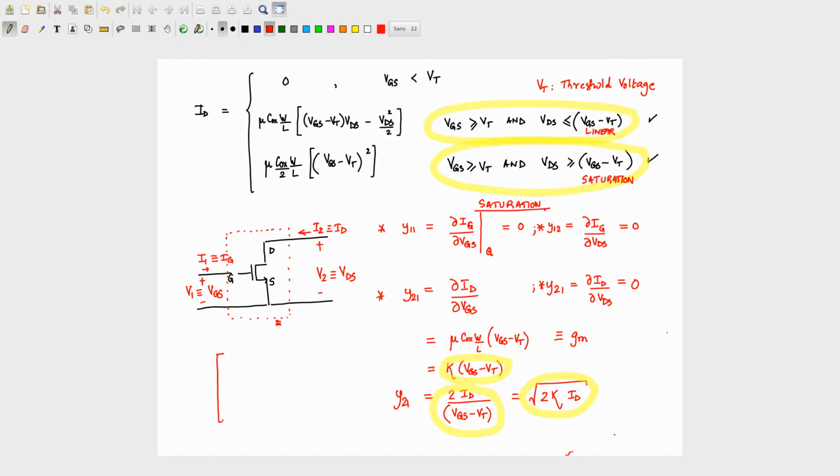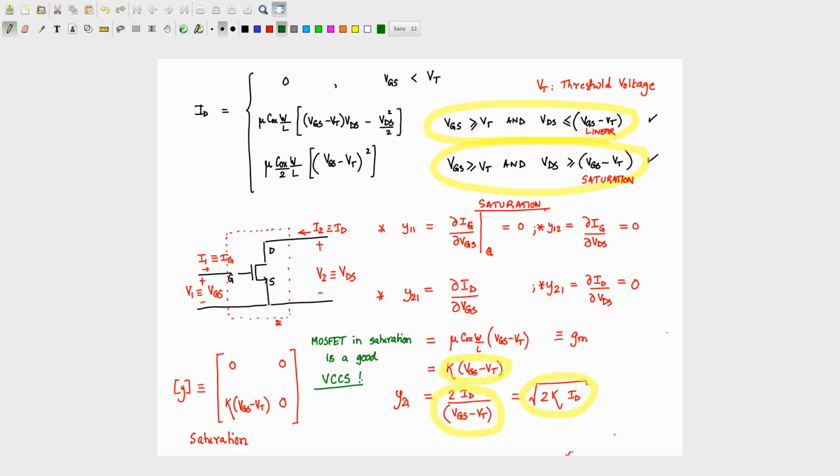In the saturation region, ∂I/∂VDS, as you can see, there is no dependence of I on VDS, so that is it, right? In the saturation region, does the MOSFET behave like a good voltage controlled current source? Yes, right? Because in saturation, my incremental Y matrix is identical to 0, 0, and κ(VGS − VT), 0. This is the situation in saturation.